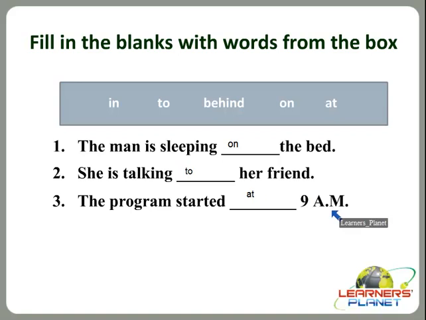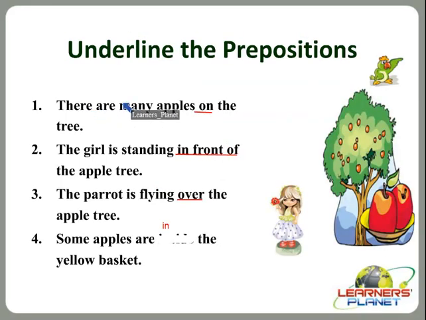At shows the time. There are many apples on the tree. So the preposition is on. The girl is standing in front of the apple tree. She is standing in front of the apple tree. So the correct preposition is in front of. Next, the parrot is flying over the apple tree. So here is the parrot. It is flying over the apple tree.